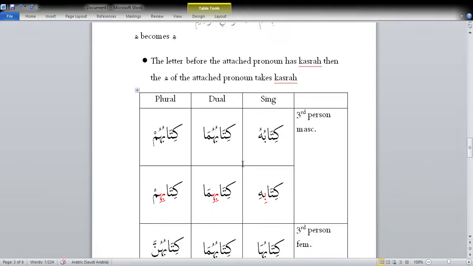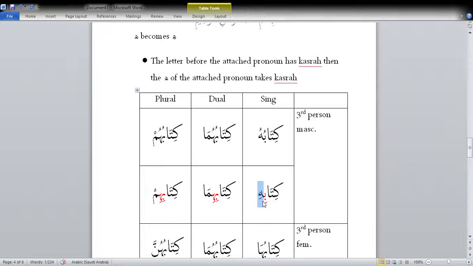So this happens when the last letter of the noun has a kasra, right? The noun that it's attached to has a kasra. So in this case, you have bihi. Since it's buhu, it will still remain the same. If this was a fatha, it would still remain the same. But in this case, the last letter of the noun has a kasra. And because of that, the ha of the attached pronoun will take a kasra.